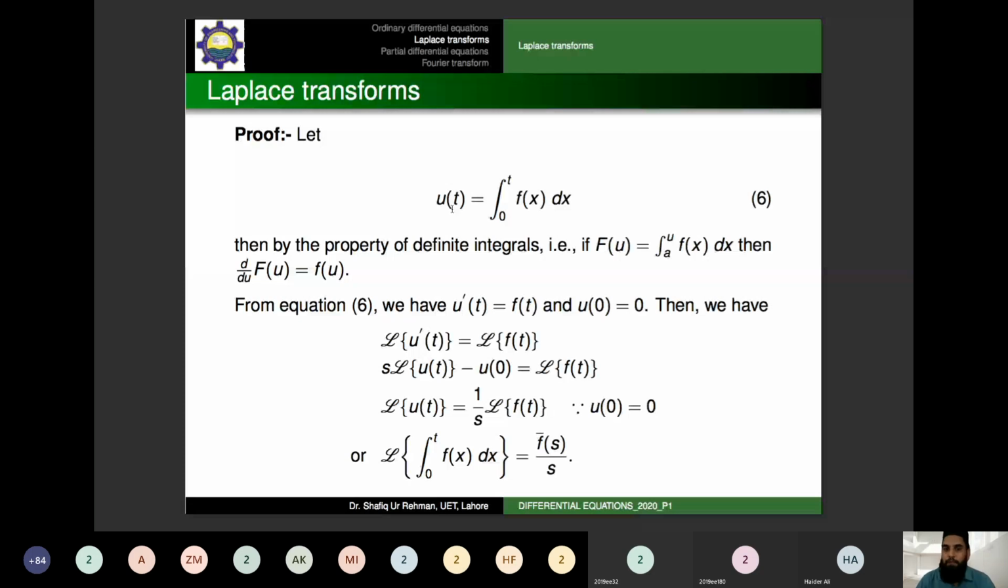We know u of t is equal to this one. If you take t equal to 0, for example, on the right hand side it's an integral over the interval from 0 to 0, so nothing is there. This is how we will be having 0.